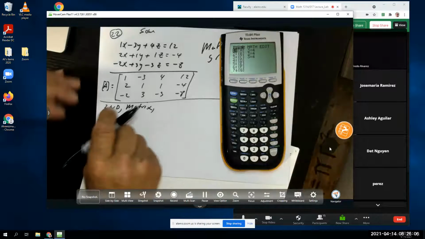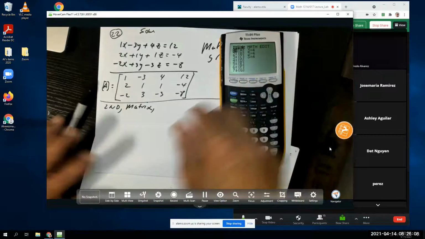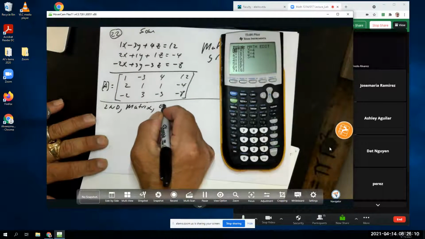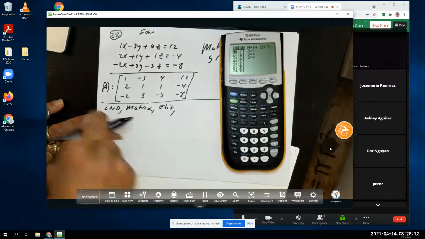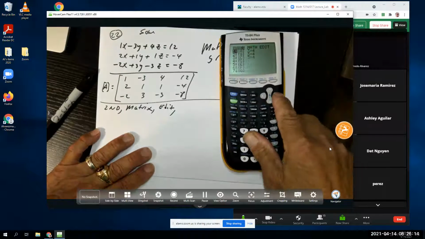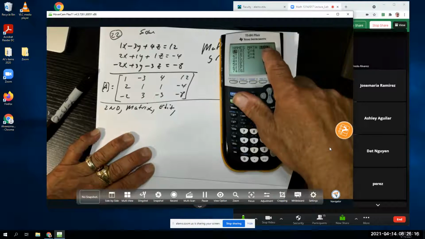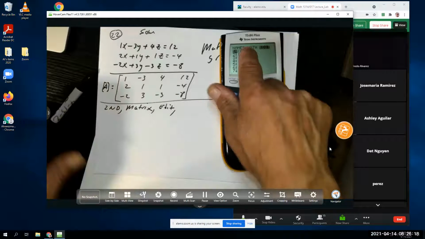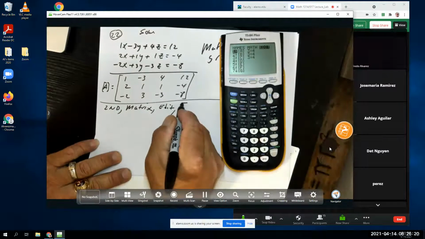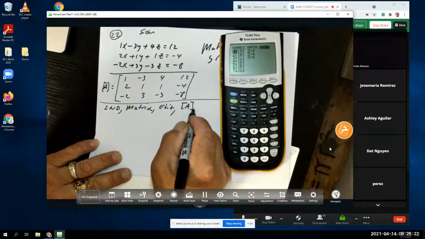Hit second matrix, and then you've got to go to edit. Second matrix, edit, move it over to edit. And now A is right there. That's the one I want to do. A. Okay, I'm going to do that one.